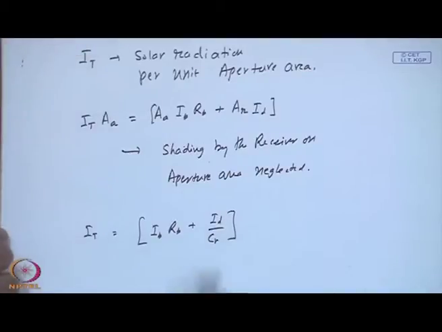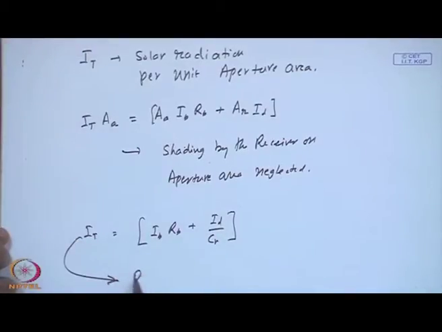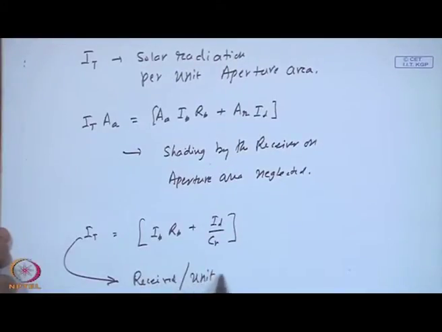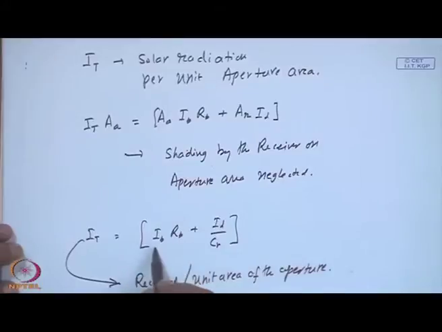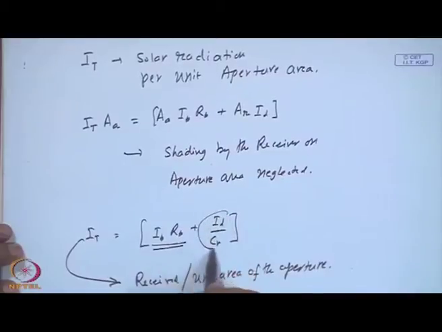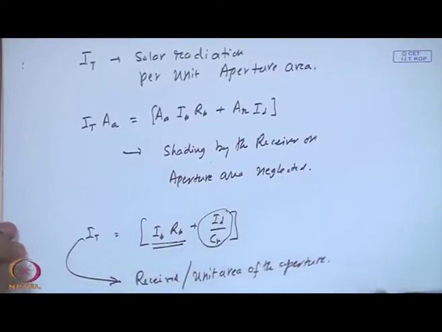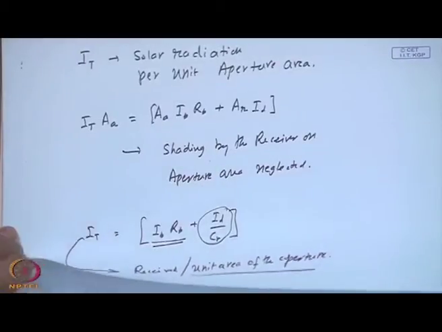That is the radiation received per unit area of the aperture. Okay. So, it receives IB RB, that is straightforward, but a fraction of the diffuse radiation that is directly collected by the receiver should be included in order to estimate IT. Only thing is, we are basing it on unit area of the aperture.